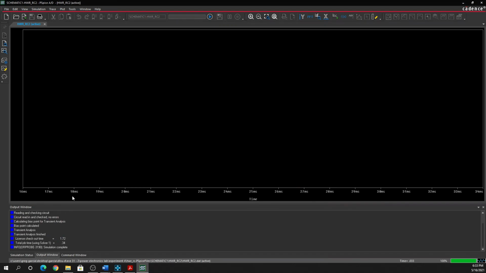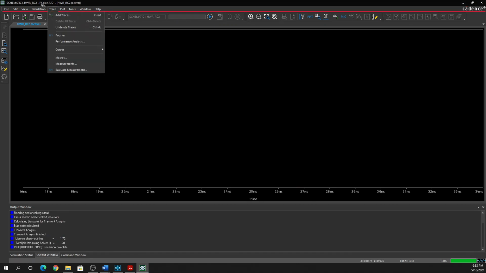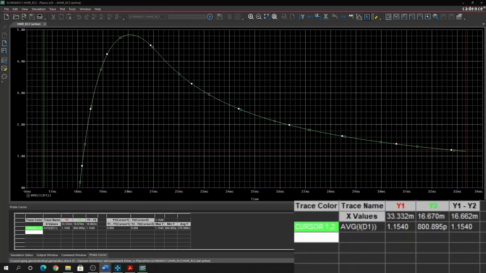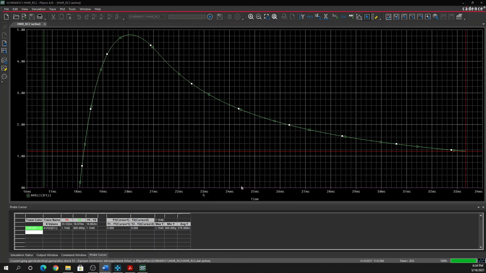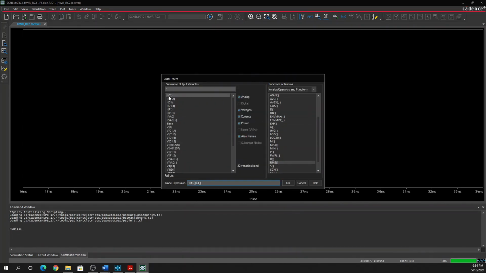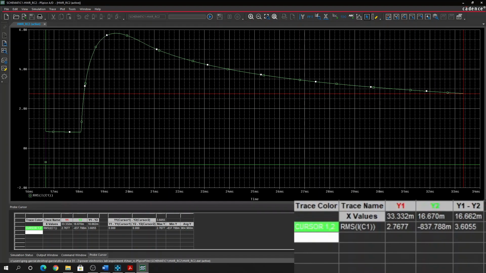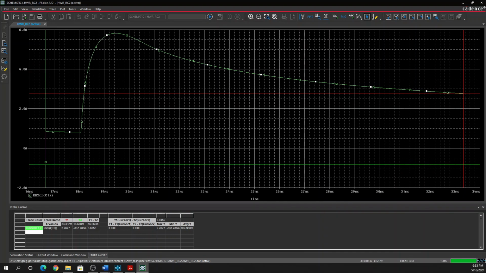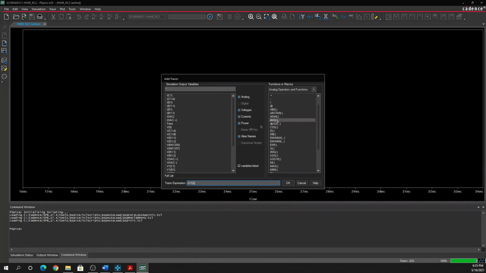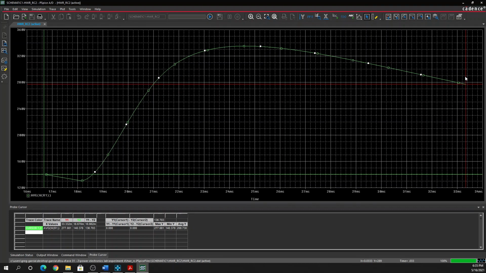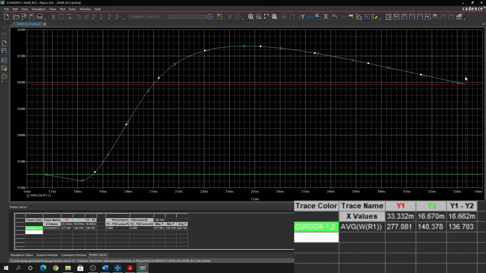First, let's get the steady state value for the average diode current. At trace, AVG, ID1, cursor. So the average diode current at steady state is 1.154 amperes. Now let's get the RMS capacitor current. RMS, IC1, cursor on. Therefore, the RMS capacitor current at steady state is 2.7677 amperes. Let's get the average power absorbed by the resistor. AVG, WR1, OK. The average power absorbed by the resistor at steady state is 277.081 watts.